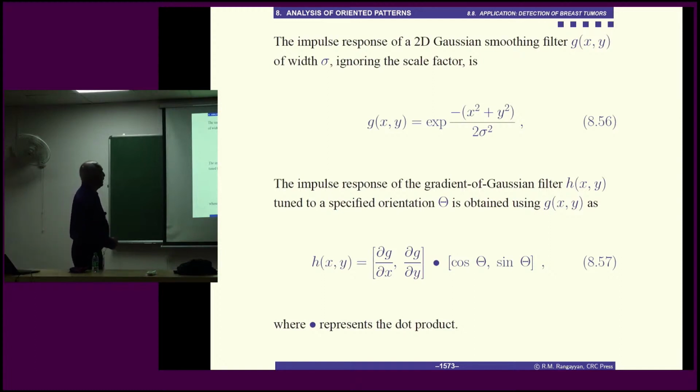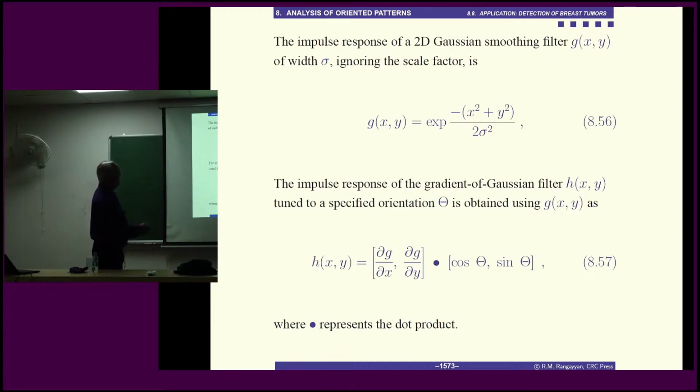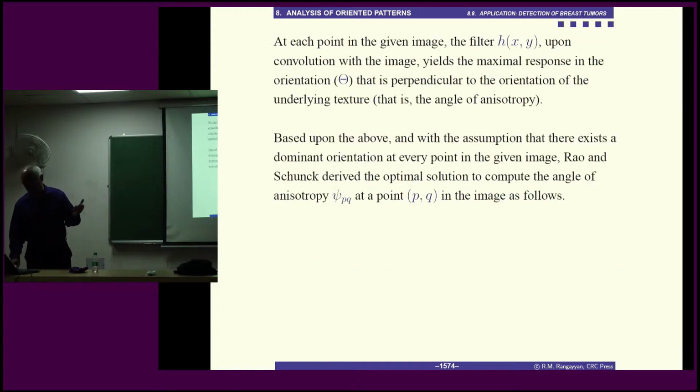The orientation is computed at every pixel using gradients, but a 2D Gaussian smoothing filter is applied. We have seen Gaussian filters of that kind. So the impulse response of the gradient of Gaussian filter, you take the gradient and include angle, gradient of that, and that is the gradient of Gaussian filter. So there is a gradient computed with smoothing and orientation.